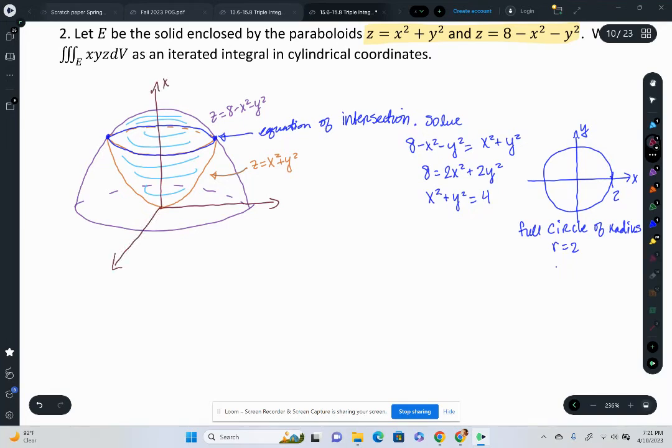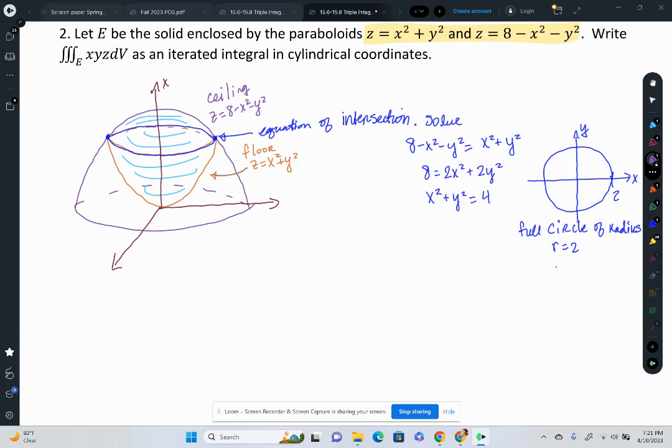Okay, we need to get the z-bounds. Okay, remember the whole idea of we have the floor and the ceiling. We need a floor and we need a ceiling for z. It looks like the floor is the upward facing parabola. So the floor is z equals x squared plus y squared, and the ceiling is going to be the z equals 8 minus x squared minus y squared.